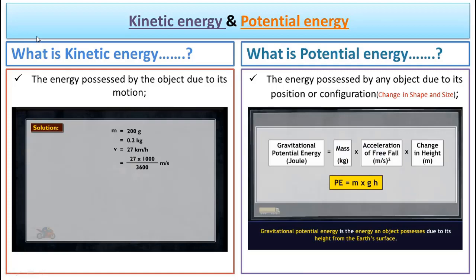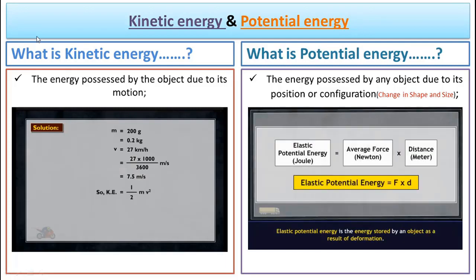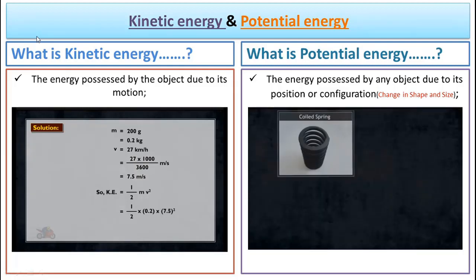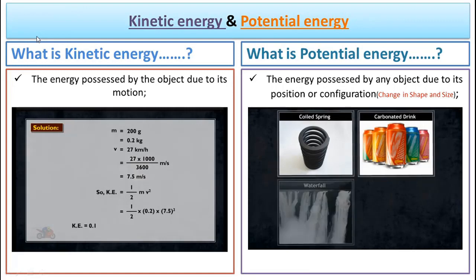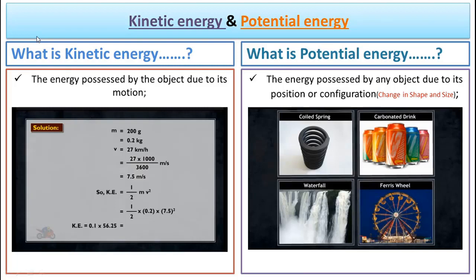Gravitational potential energy is the energy an object possesses due to its height from the Earth's surface. Elastic potential energy is the energy stored by an object as a result of deformation. A coiled spring, an unopened carbonated drink, water at the top of a waterfall, a Ferris wheel before it starts moving are all examples of potential energy.